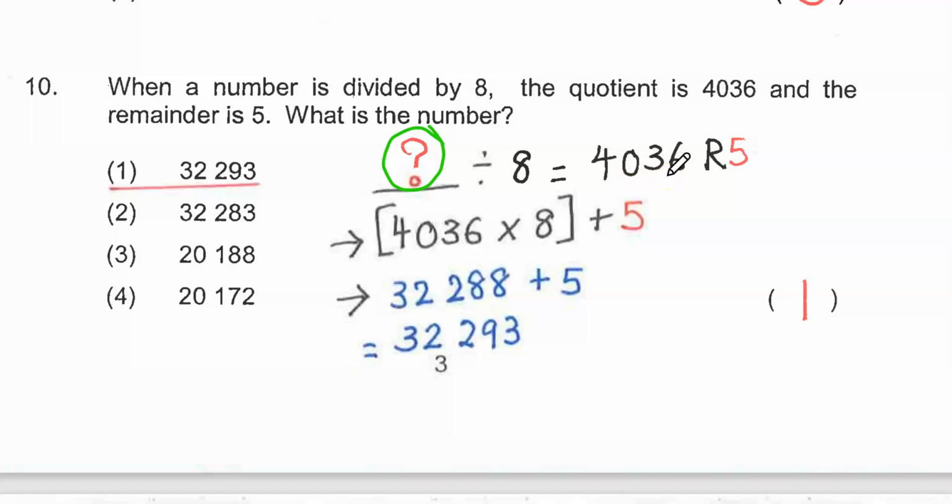Remainder 5 over here means I cannot get the last group to be grouped into 8. There are 5 more left. So what you need to do is take 4036 times 8, which gives you this here. Then you add back the remainder, and you should get the original number. Right, practice this.